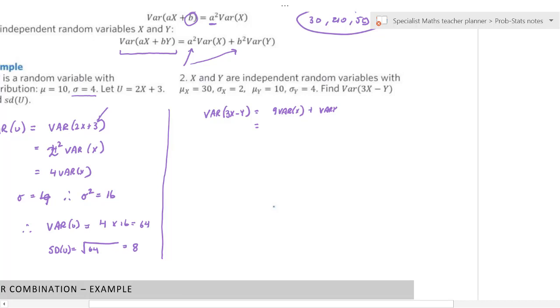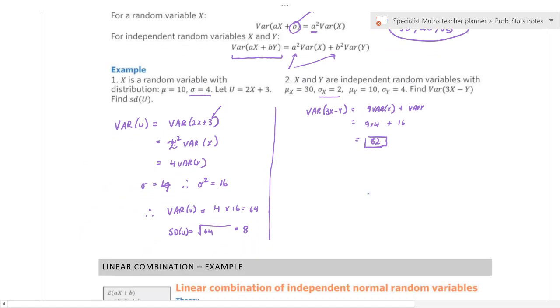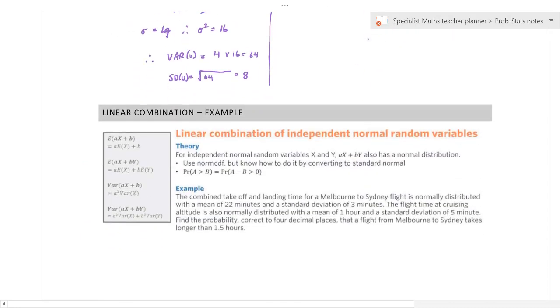Now, we've been told that the standard deviation of X is 2, so if I square that, the variance is 4, which is 9 times 4. And the variance of Y is going to be equal to 16. 36 plus 16 is 52, and that's our answer. Whenever you're doing an exam question, put a box around it or something, just make your answer very obvious.